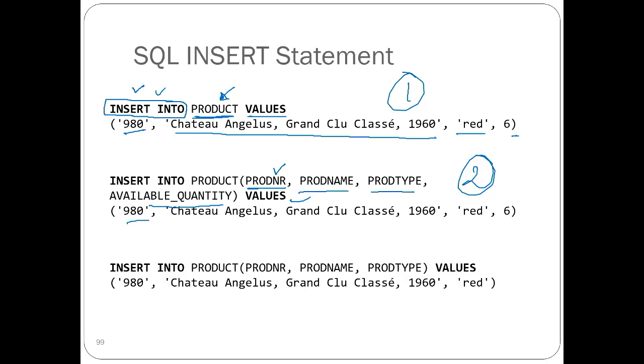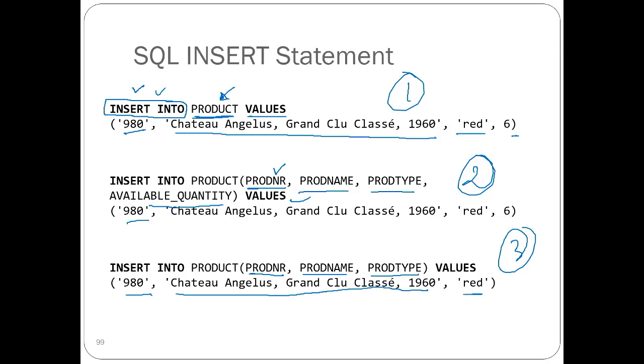Now here again 1, 2, 3, 1, 2 and 3. So guys, sometimes we do not provide all the values, right? If you see in the product table we have 1, 2, 3, 4 columns, but in the last query that we have, which I should mark as 3, the values that we are providing is only for product number, product name and product type, right?